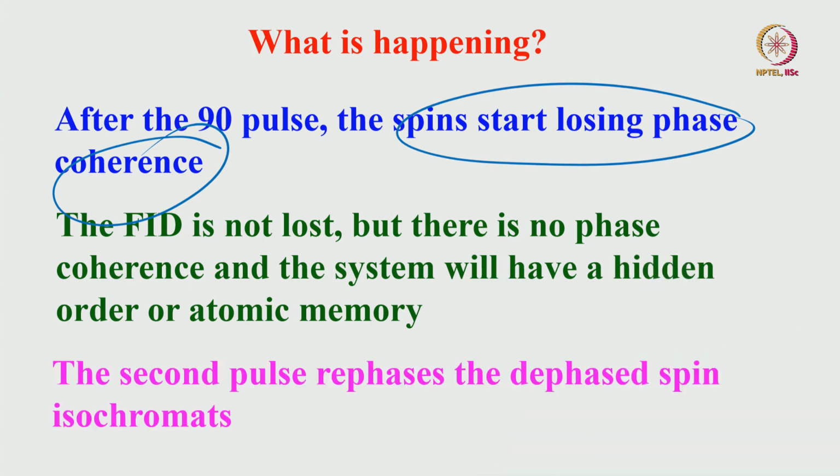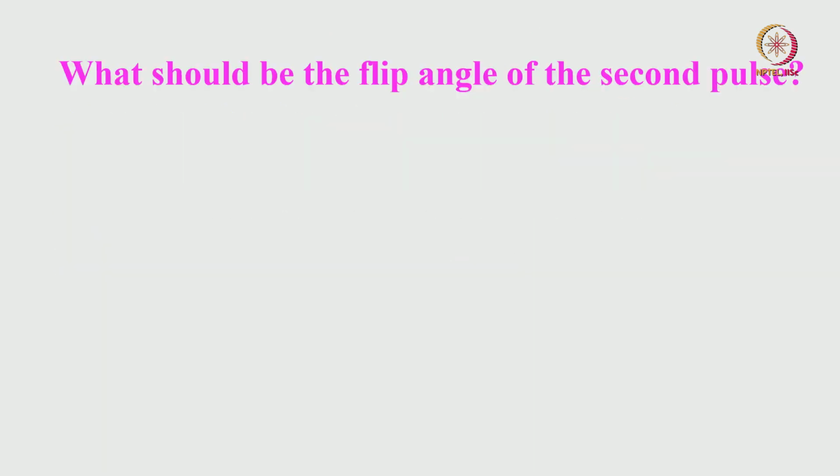And the second pulse rephases the dephased spin isochromats. This is what happens. So dephasing does not mean that the FID is completely lost. The system somehow retains its memory, and that is regained by applying another pulse and then waiting for a time t. We are going to get the rephasing.